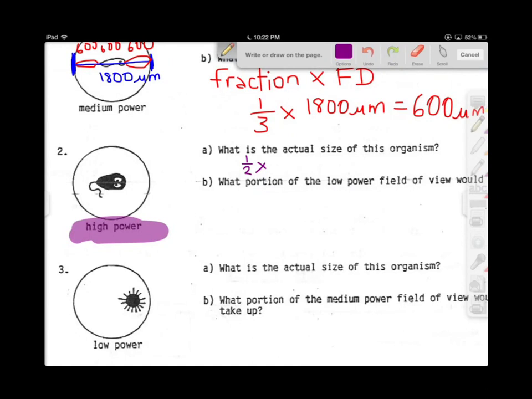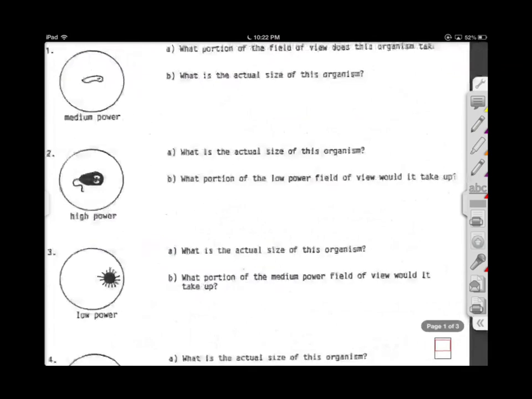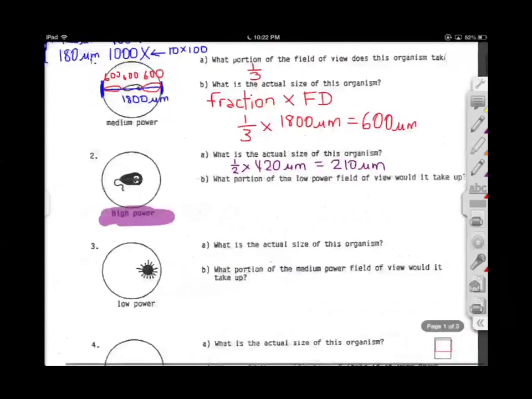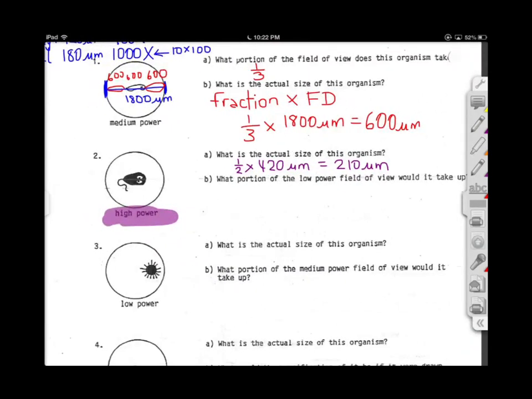So let's get back to our pen tool. 1/2 of 420 micrometers is about 210 micrometers per critter. Okay. Now, they could sort of throw you a little math curveball here, but these questions aren't bad. It would say, what portion of the low power field of view would this guy take up?